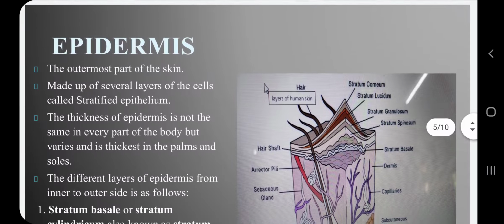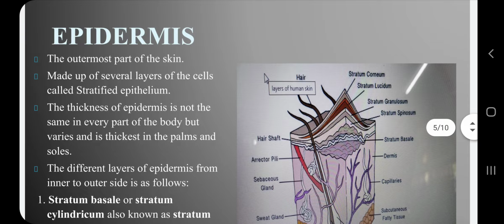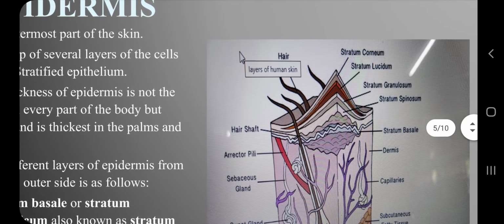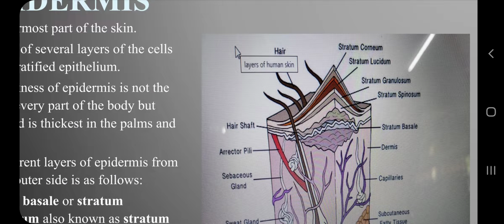Epidermis is the outermost part, as has been told, and it is made up of several layers of epithelial cells. Several layers of epithelial cells are present here. This kind of epithelium is called stratified epithelium. So epidermis is made up of stratified epithelium, and the thickness of epidermis is not the same throughout the body. In some parts of the body the epidermis is thick, and in other parts it can be thin also. And different layers of epidermis have been shown here in this diagram.